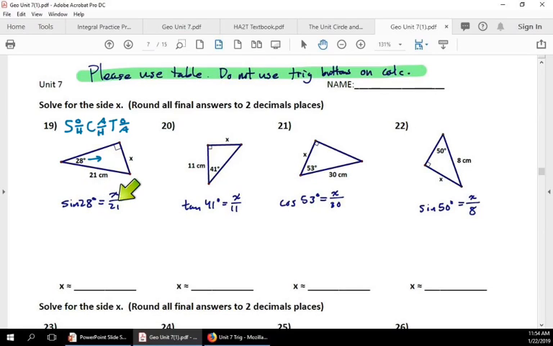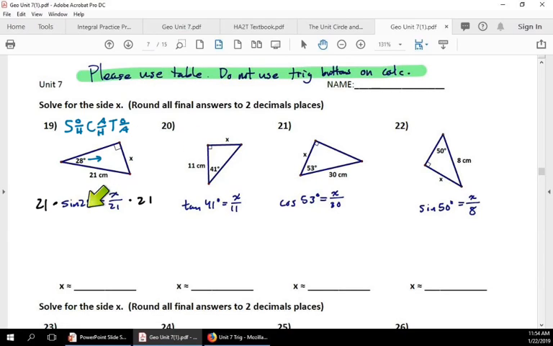So this is what it looks like when you set it up. The degree goes inside the trig function, and then equals, and then on the other side you have your ratio for sine, which is opposite over hypotenuse. And so we have x over 21. Now, our job is to get the x alone, so we're going to multiply both sides by 21 because it says x divided by 21. So we want to do the inverse of divide. So if I multiply both sides by 21, it looks like this.